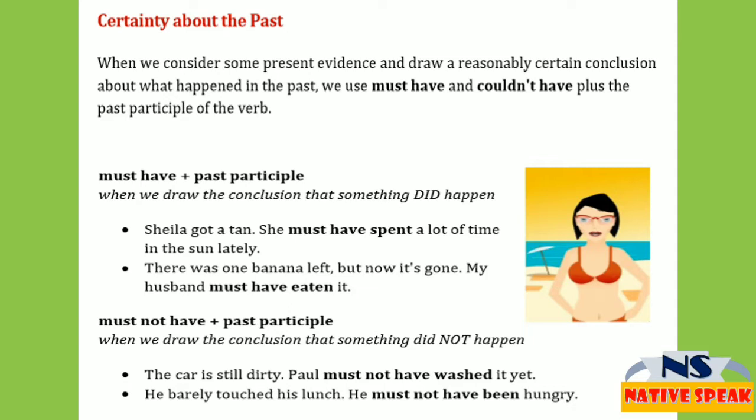We can also use must not have plus the past participle when we draw the conclusion that something did not happen. For example, the car is still dirty. Paul must not have washed it yet. He barely touched his lunch. He must not have been hungry.